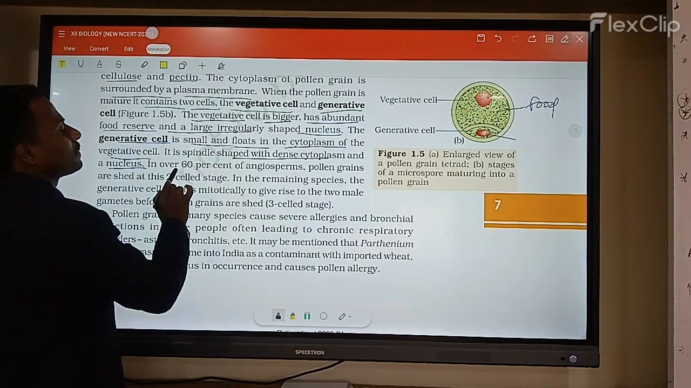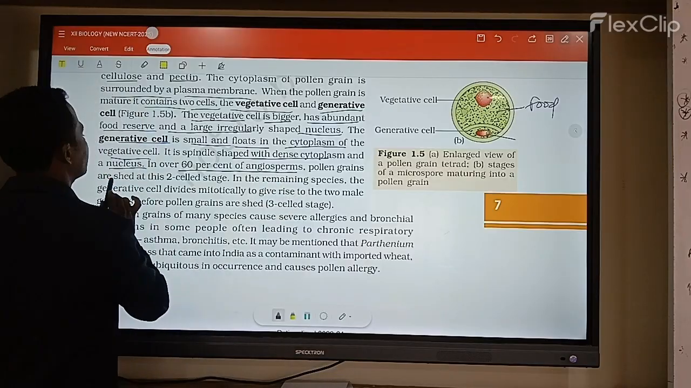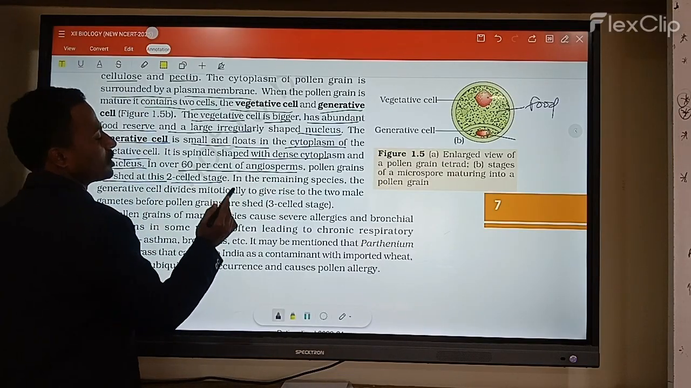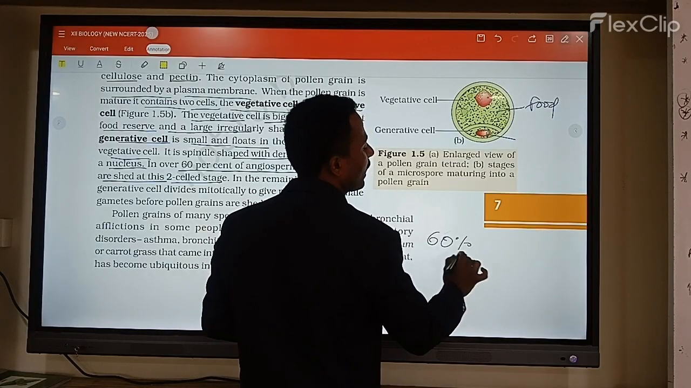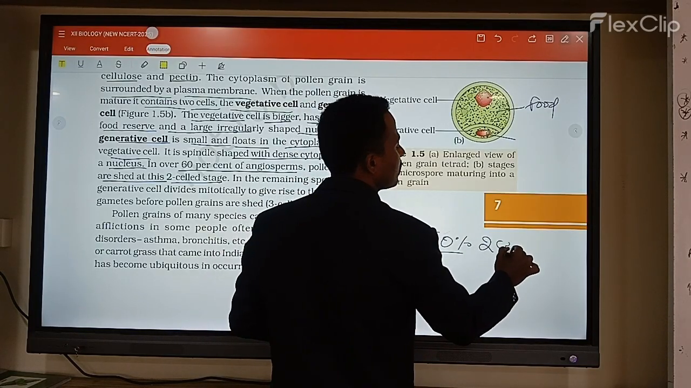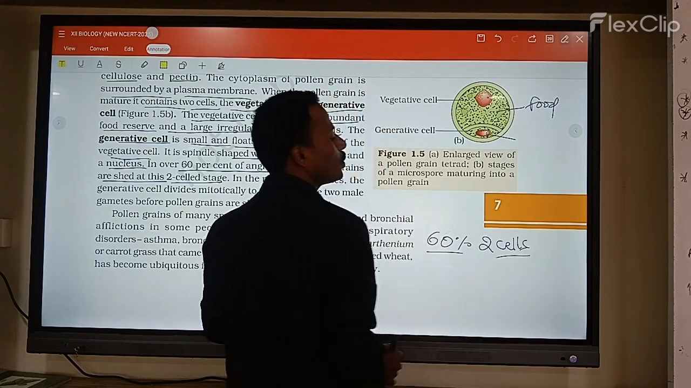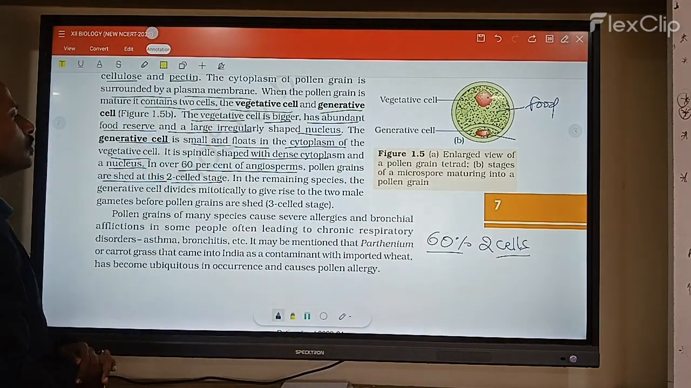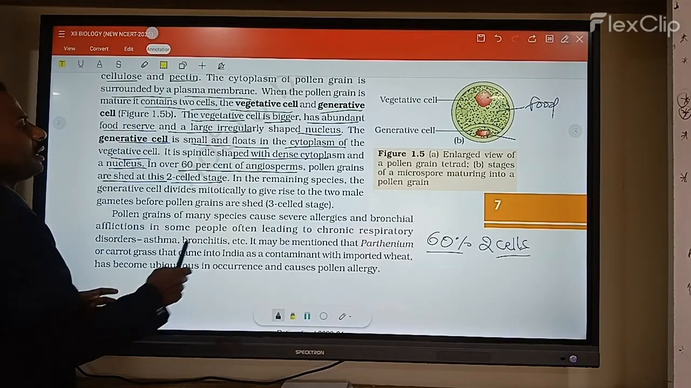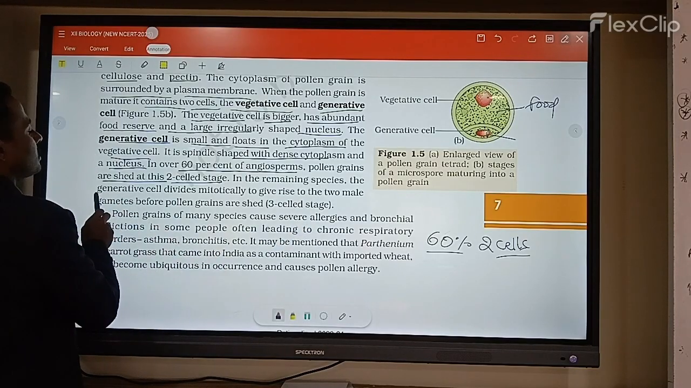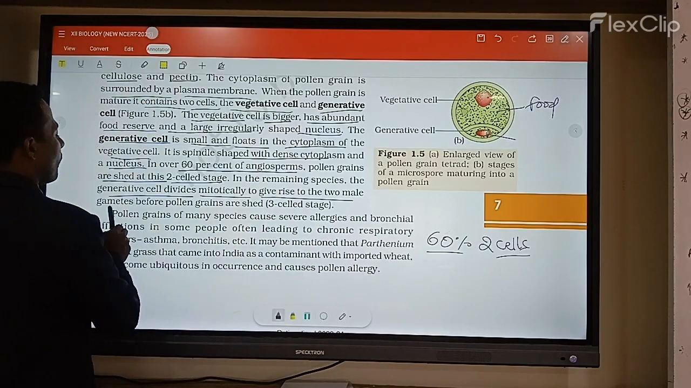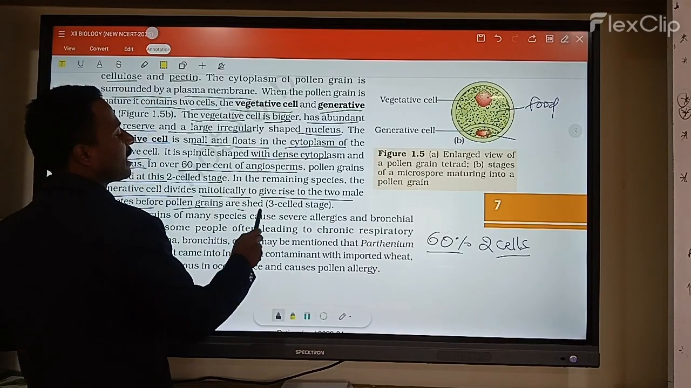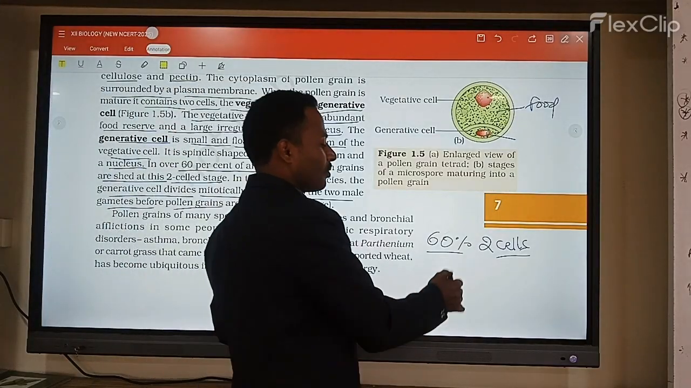Over 60% of angiosperms shed their pollen grains at the two-celled stage. So maximum of angiosperms have pollen grains in a two-celled condition. In the remaining species, the generative cell divides by mitotic division to give two male gametes before the pollen grains are shed, so they have a three-celled condition.